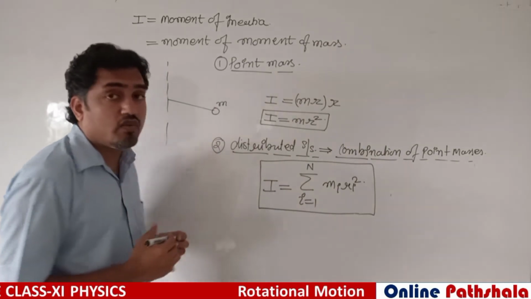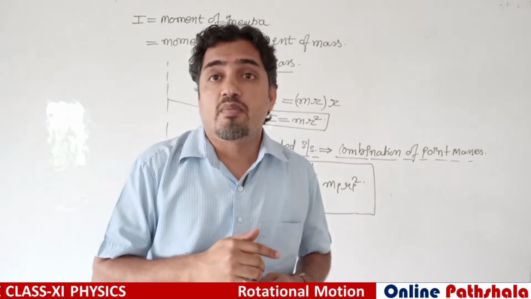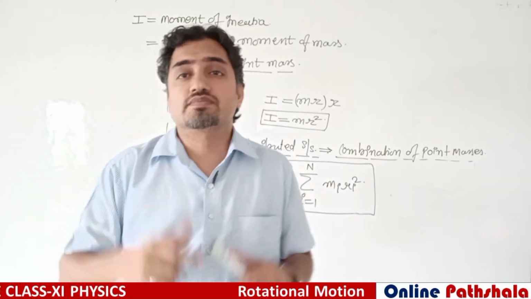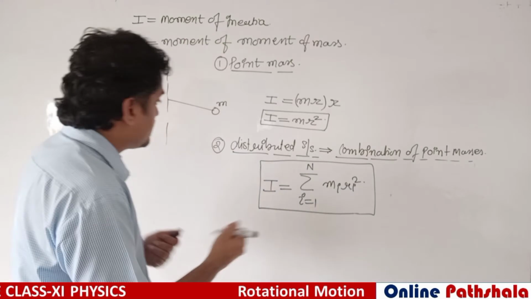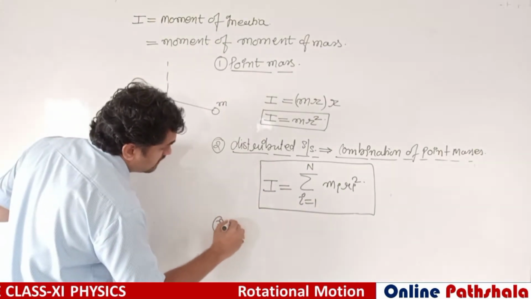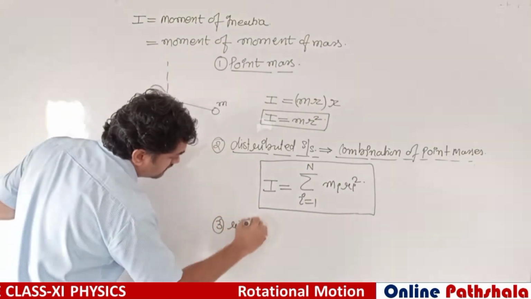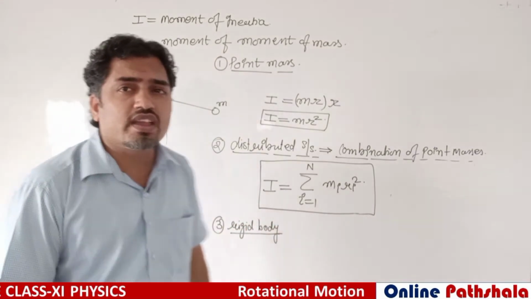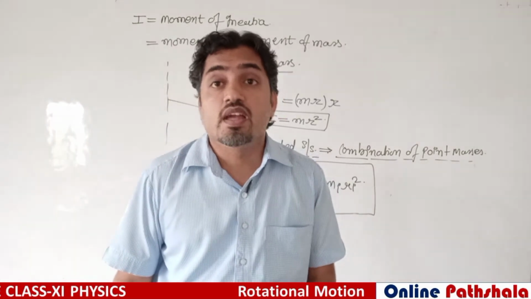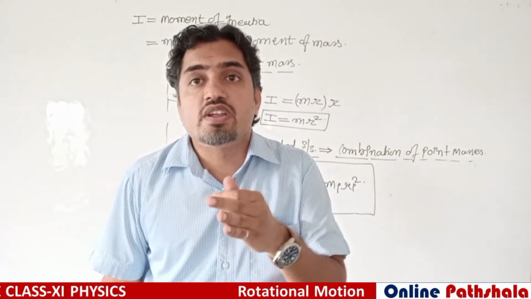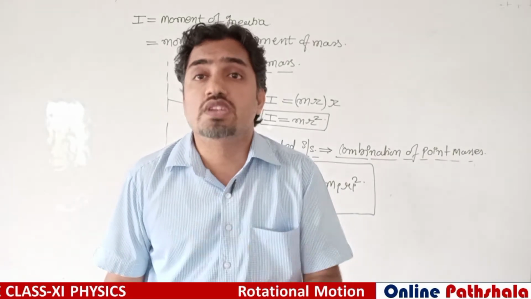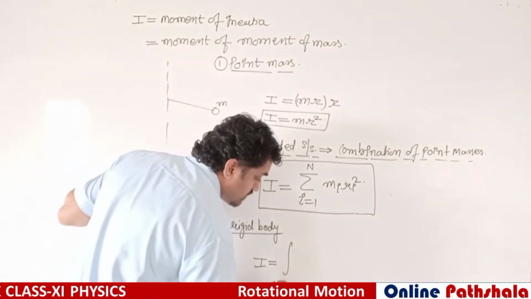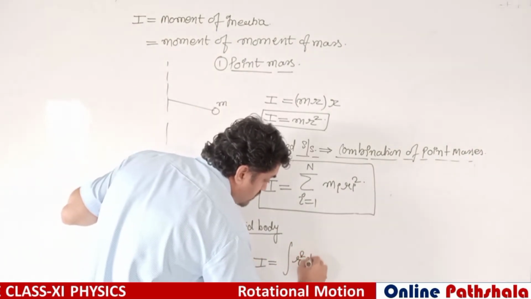But what do we have to do to find the moment of inertia of a rigid body? The third case is the rigid body. So how can we find the moment of inertia of a rigid body? To find it, we have to use integration. In place of summation, we have to use integration of r square with respect to mass.